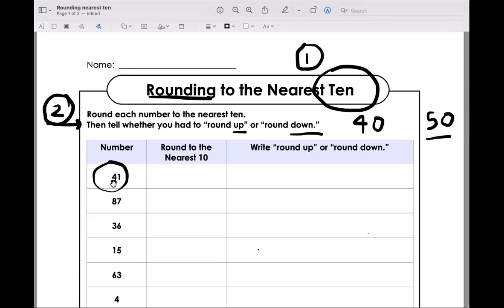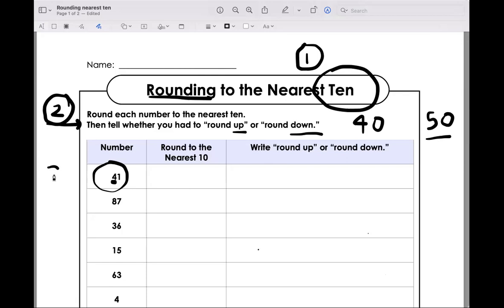So the neighbor to the right, in this case, is the 1. 1 is in the ones place. So when we look at our neighbor to the right, we say if that number is 4 or less, we round down. If that number is 5 or higher, we round up. So let's think about that. If that number is 4 or less, we would round down, in this case to 40. And if that number is 5 or more, we round up, in this case to 50.